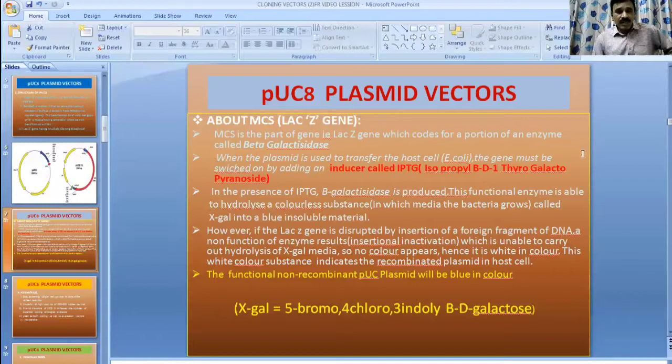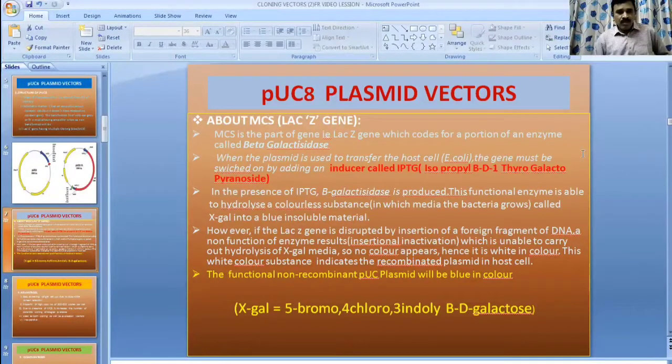This is called insertional inactivation. When you insert a particular foreign DNA into that gene, in the place of the LacZ gene, it will automatically be inactivated. That means it won't produce that particular enzyme, which is called beta-galactosidase.